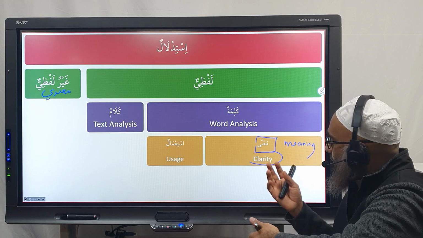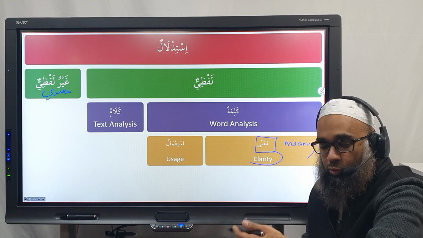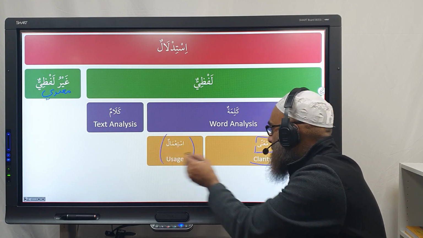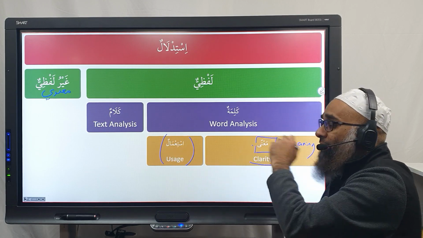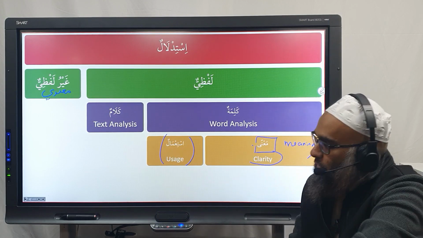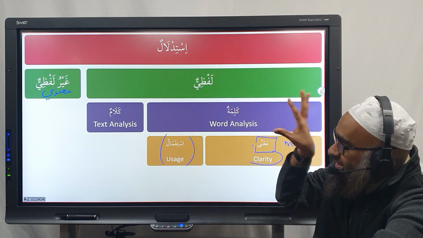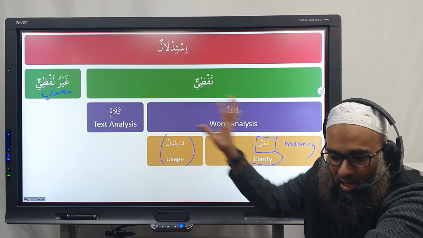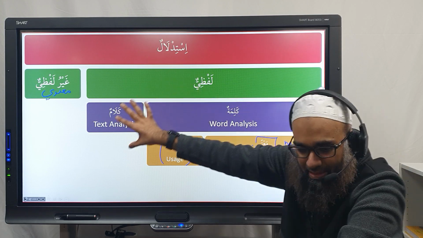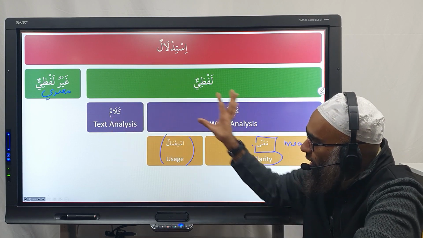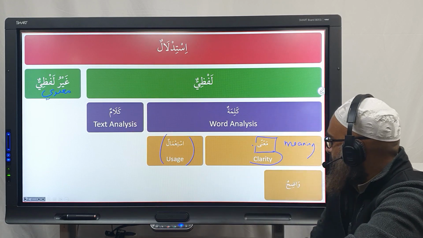So similarly, we need to know what the words mean, and we also need to know the word usage, and that will come out a bit later on. So for now, we're going to focus on the clarity of the word. So far, so good. This is part 1 of the istidlal. And then we're going to analyze a single word or the words collectively, like nahwa and sarf, one word or entire sentence.